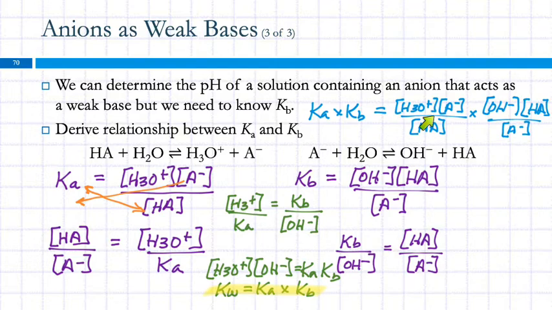So if I've got this times this, then the A minuses cancel out and the HAs cancel out. And I've got the same thing, which, yeah, takes up a lot less room.